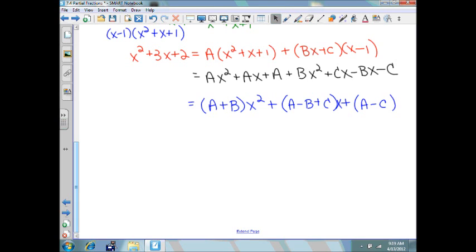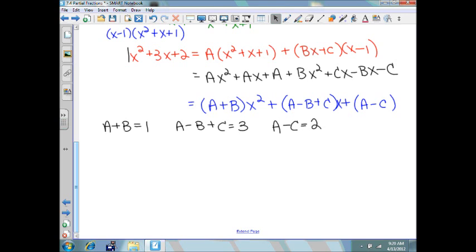On the right-hand side, those are your constant terms. So that means your equations will be A plus B is equal to 1, because there's a 1 in front of the x squared. A minus B plus C is equal to 3. A minus C is equal to 2.